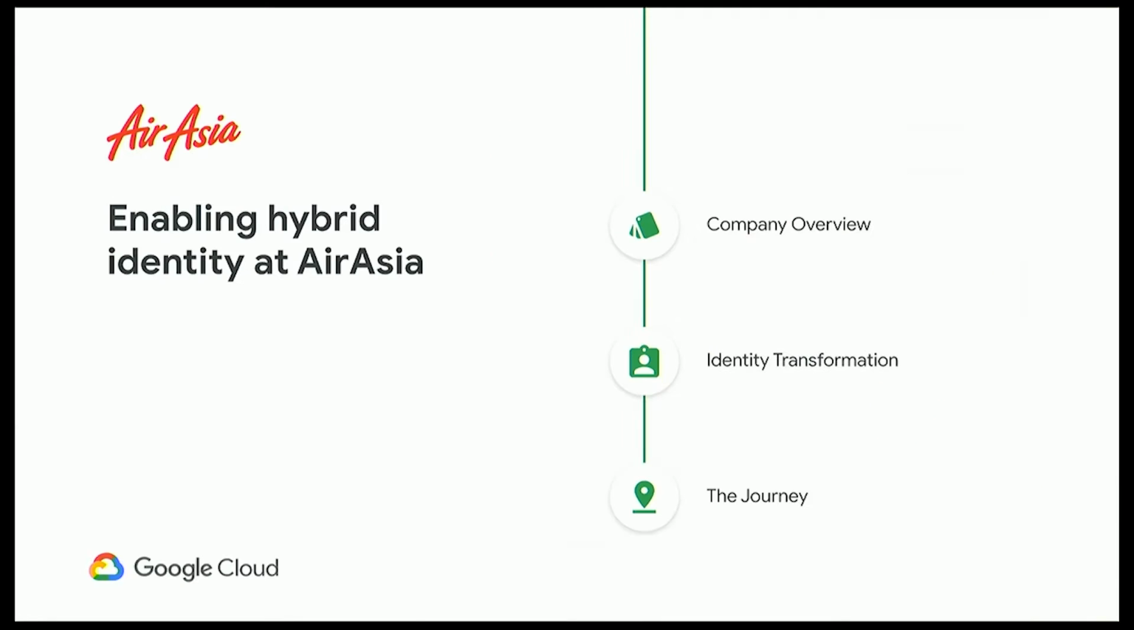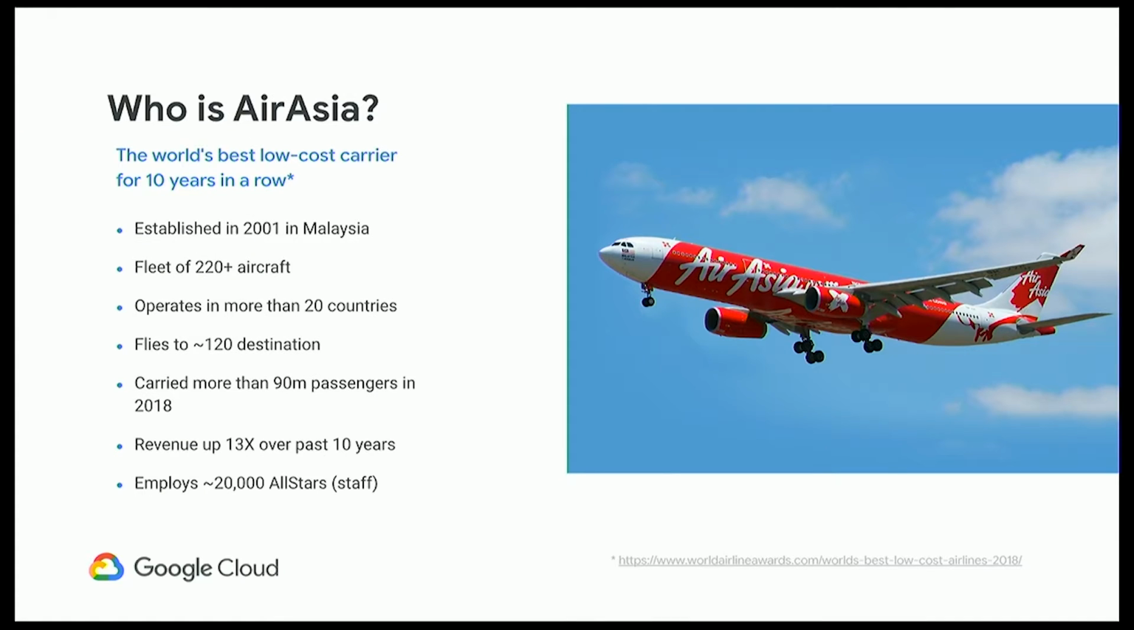Okay, so we're established in Malaysia in 2001. Tony Fernandez bought an airline for 1 Malaysian ringgit, which is about 20 cents, 25 cents. It got 2 planes and $10 million of debt. Since then, we've put on another 200 aircraft. We carry about 90 to 100 million passengers this year.